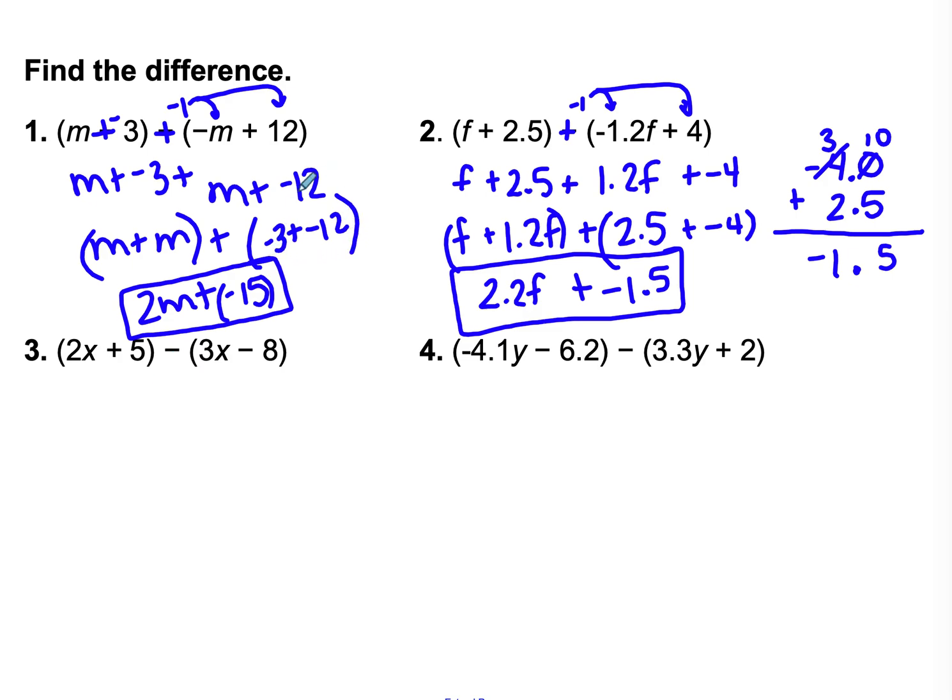All right, so I did 2 horizontally. I'll show this next one vertically just for the people that like to see it that way. 2x plus 5 minus, and we're going to subtract each of these things. So minus 3x minus negative 8.